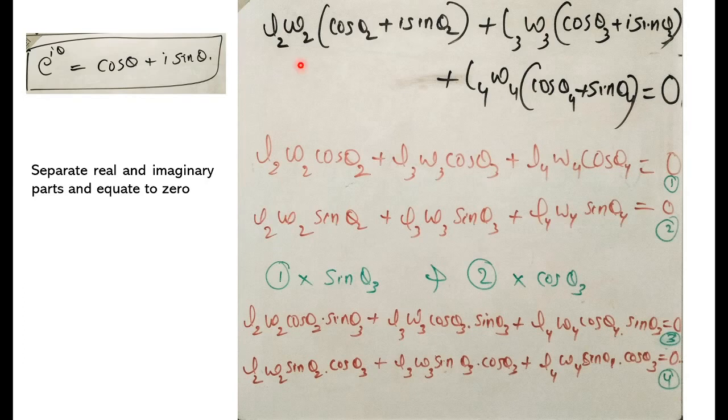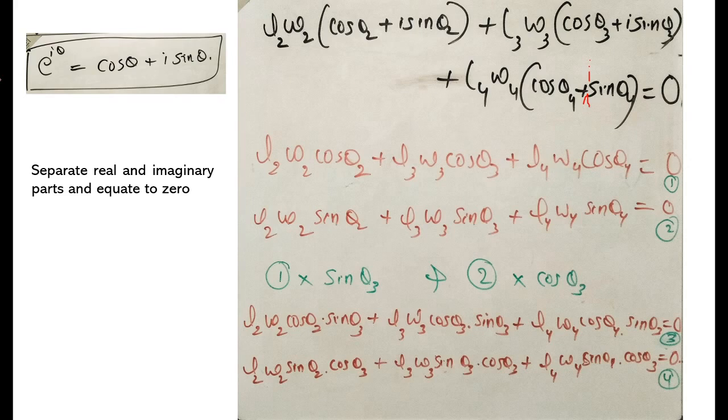So the first term, L2 ω2 e^(iθ2), is replaced by cos θ2 + i sin θ2, plus L3 ω3 into (cos θ3 + i sin θ3), plus L4 ω4 into (cos θ4 + i sin θ4). The i is missing, please write i here. Cos θ4 plus i sin θ4 equal to 0.